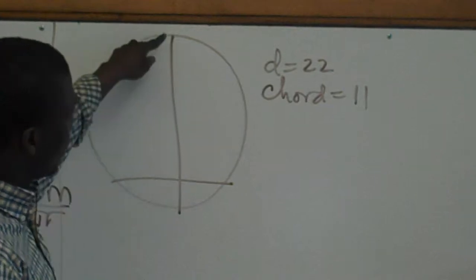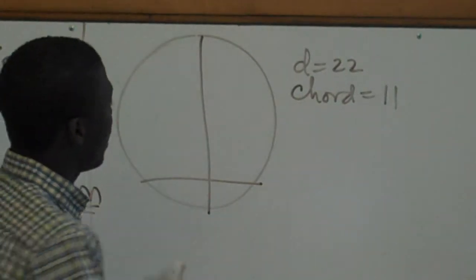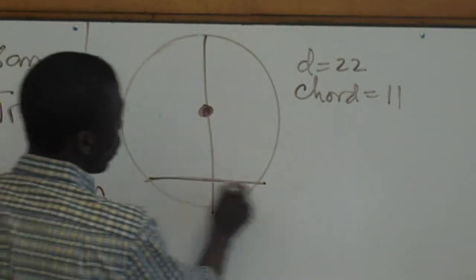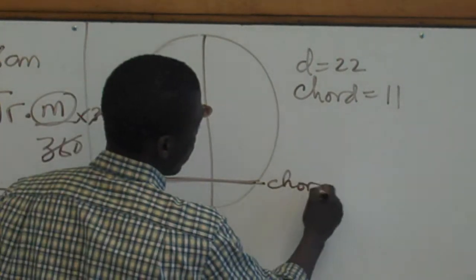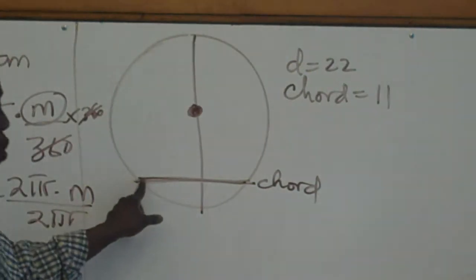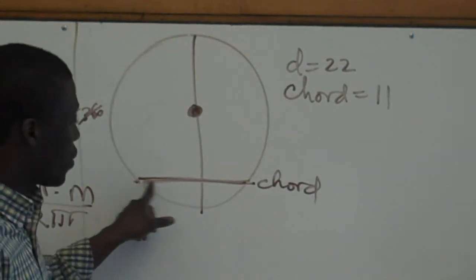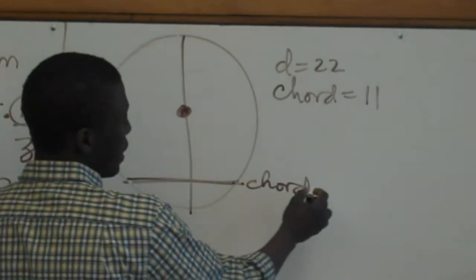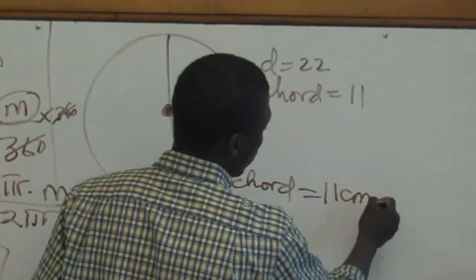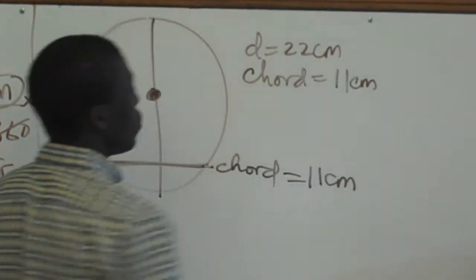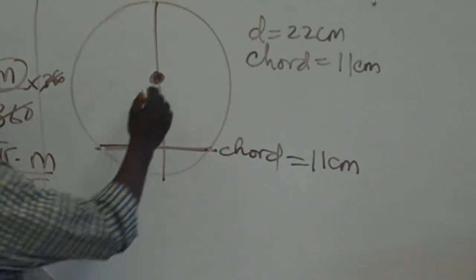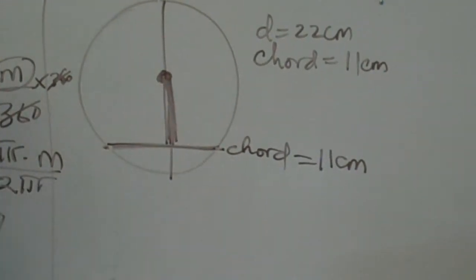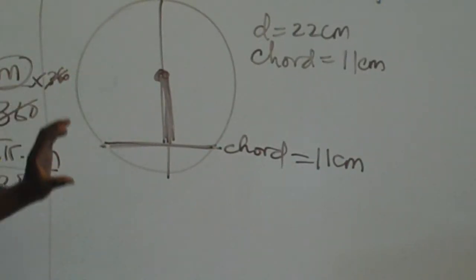This is a circle. This is called the diameter. You go from one end to the other end, through the center of the circle. This is called a chord. It goes from one point on the circle to another point on the circle. So the chord is 11 centimeters, we would say, and the diameter is 22 centimeters. They're asking us to find this distance right there. They call it the distance from the center of the circle to the chord.